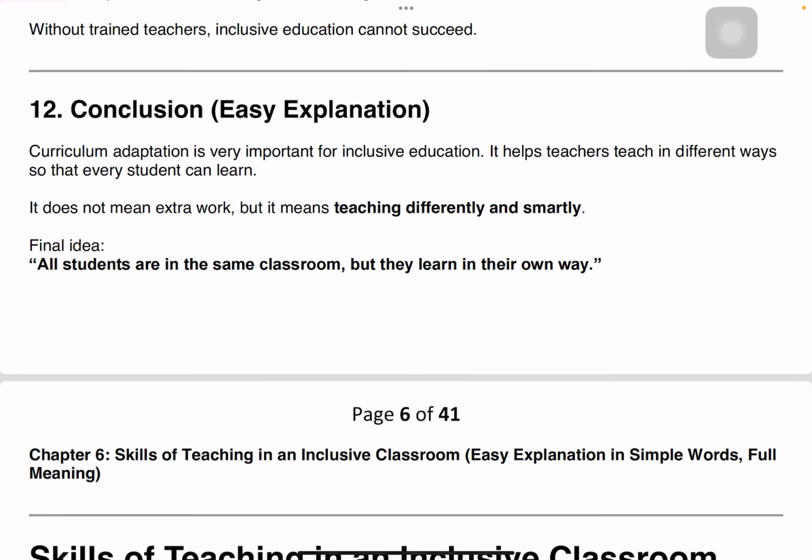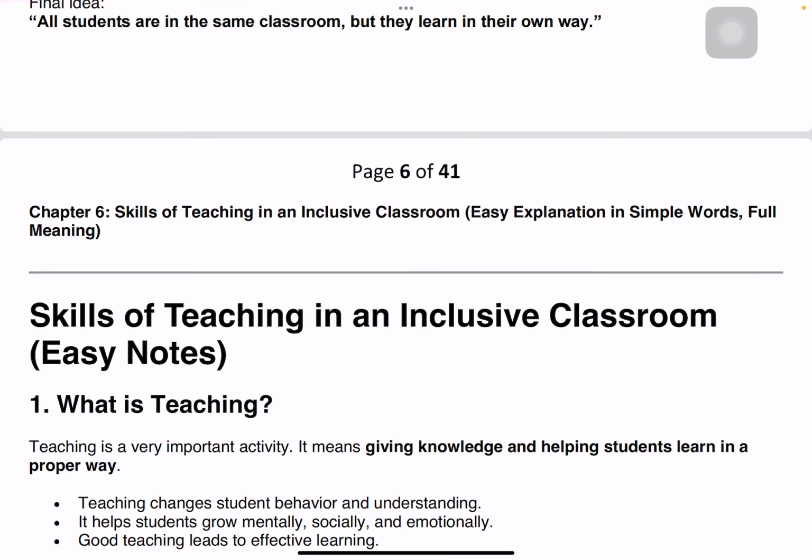Conclusion: curriculum adaptation is very important for inclusive education. It helps teachers teach in different ways so that every student can learn. It does not mean extra work, but it means teaching differently and smartly. Final idea: all students are in the same classroom, but they learn in their own way.